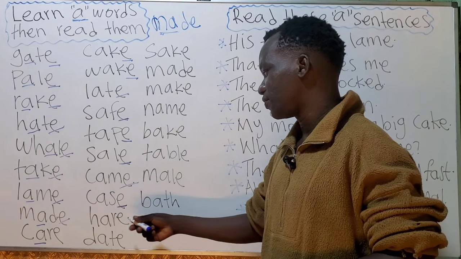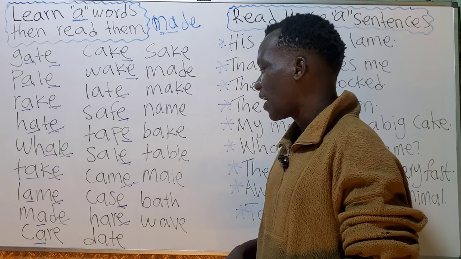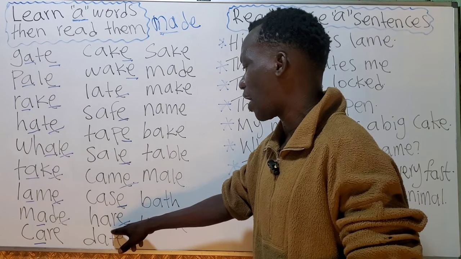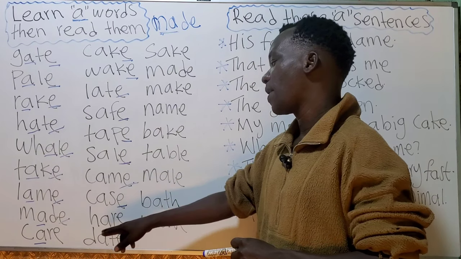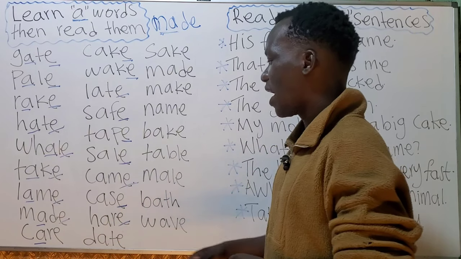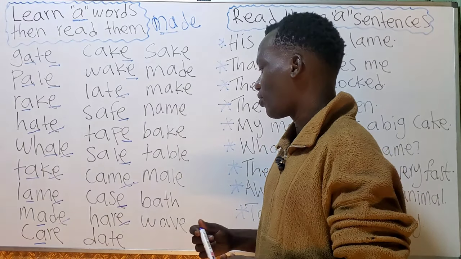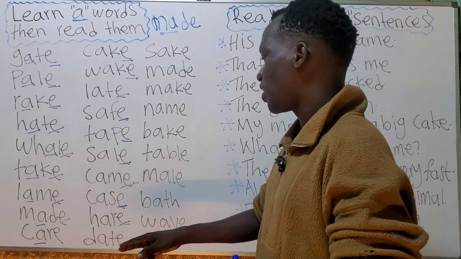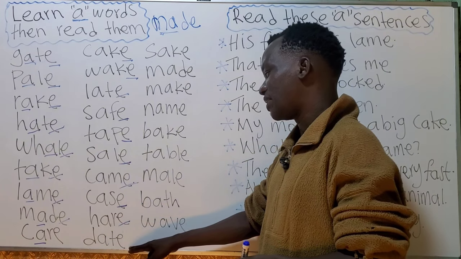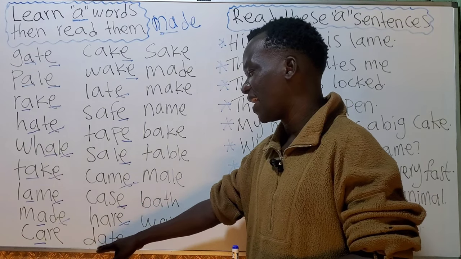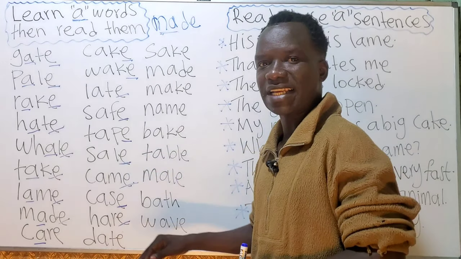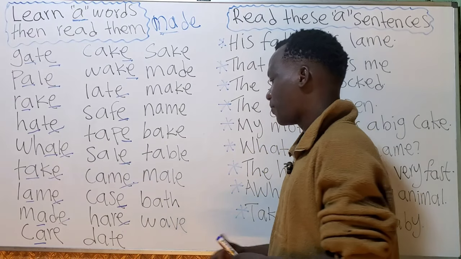And then "hair." Also, R is silent. Hair. Hair is a wild rabbit. A wild rabbit. And then this one eventually is "date." Date, not "dat" or "that," is "date," okay?